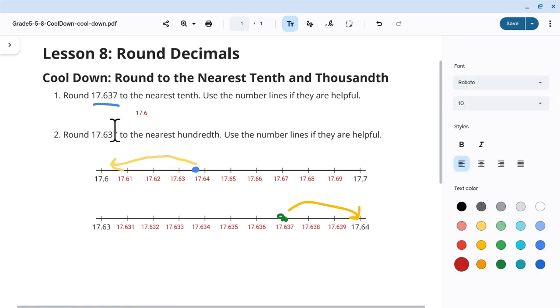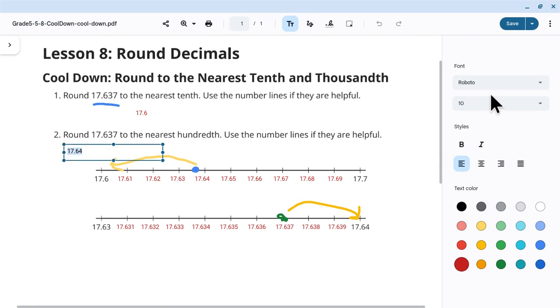So we're going to go back to number 2. We were told to round and to use the number line if it was helpful. So what we need to do to answer this question is simply write 17 and 64 hundredths, since that is what we get when we round 17 and 637 thousandths to the nearest hundredth.